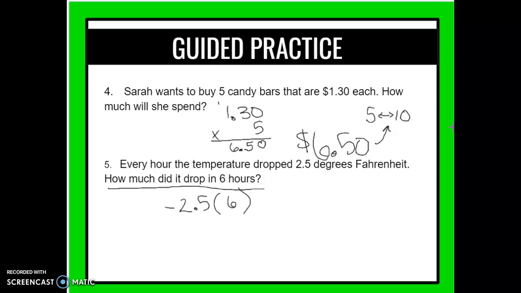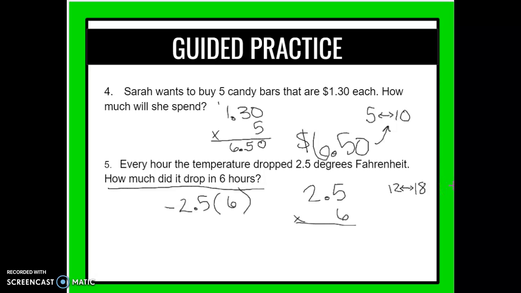So I would be taking negative 2.5 because it's dropping that every hour and multiply it by 6. Again, estimate: 2.5 is in between 2 and 3. So I know that 3 times 6 is 18 and 2 times 6 is 12. So I know that my answer has to be between 12 and 18.